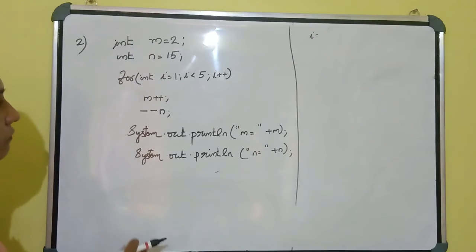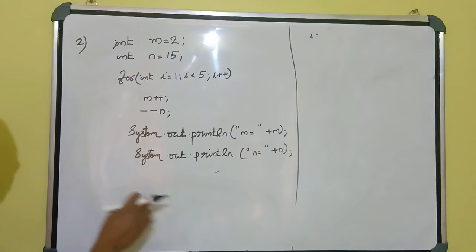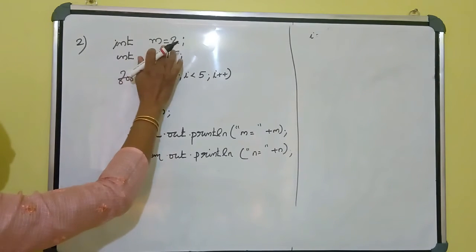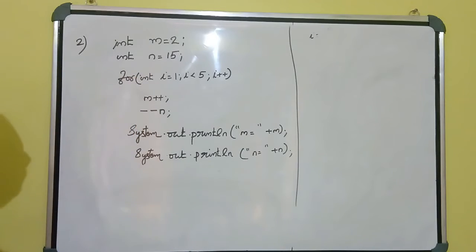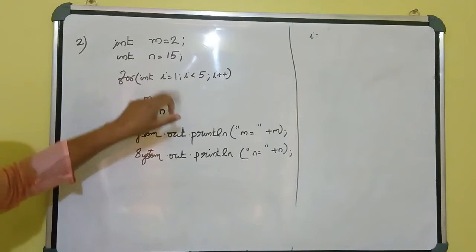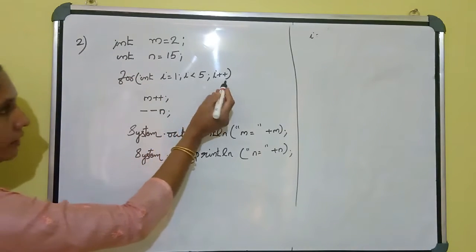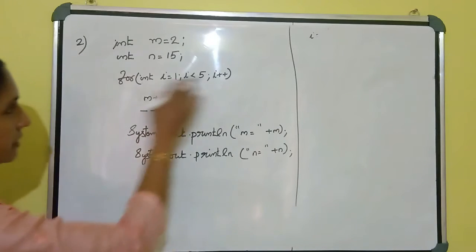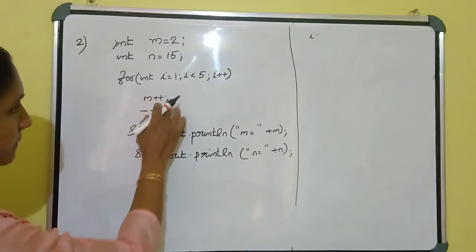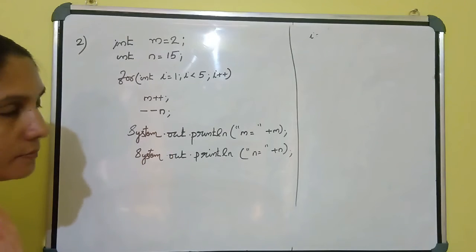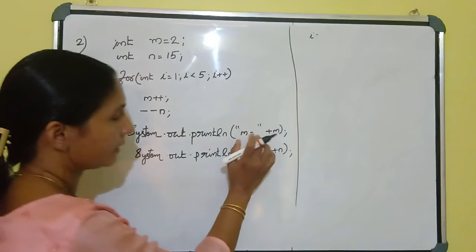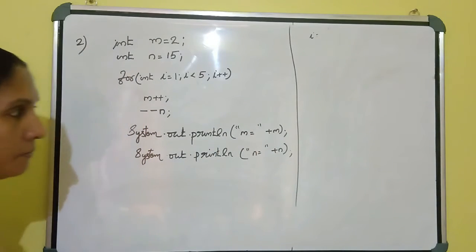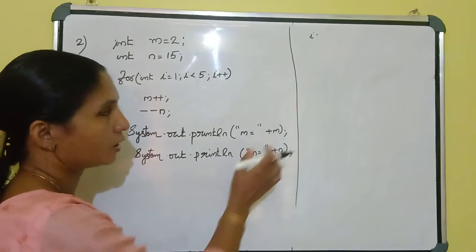Let's read the next question. Find the output of this one. int m = 2, int n = 15. What's the loop? for (int i = 1; i < 5; i++). Within the brackets, these are the statements: m++; --n; then System.out.println("m = " + m); then close the bracket.